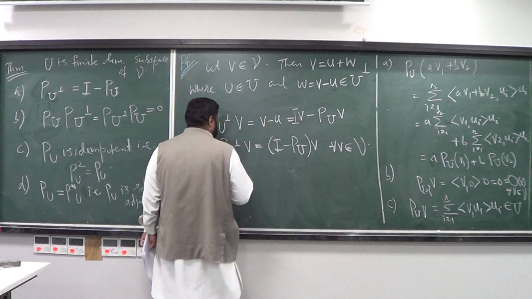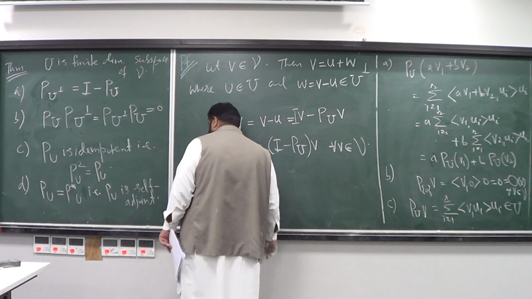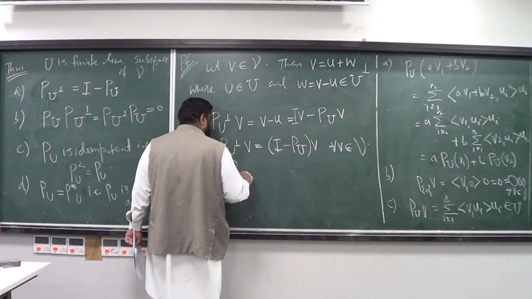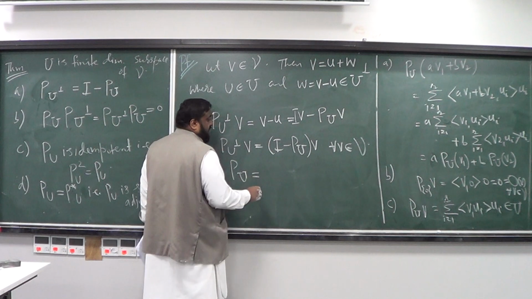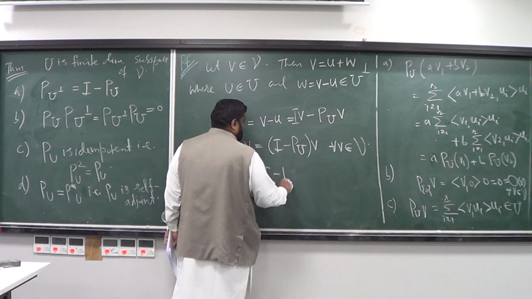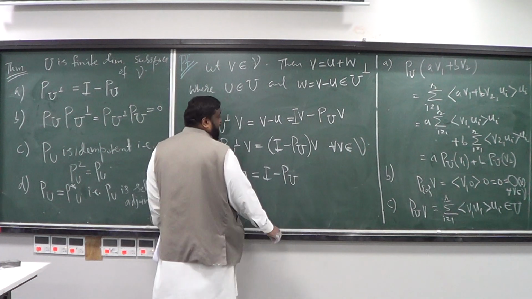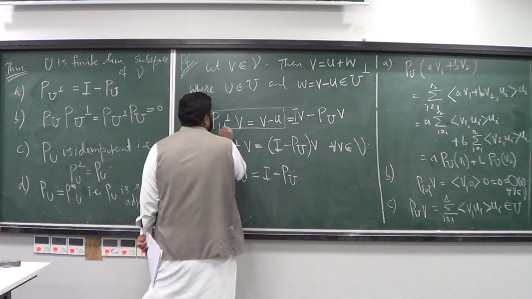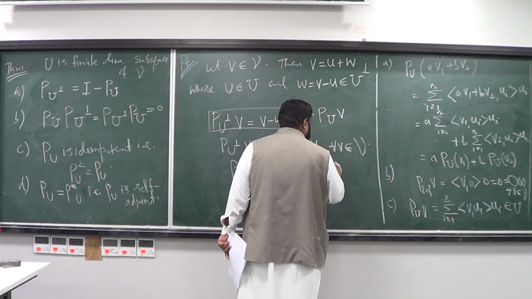So therefore this operator P_U perp is really equal to I minus P_U actually. If you are confused about this, let me remind you of the picture.